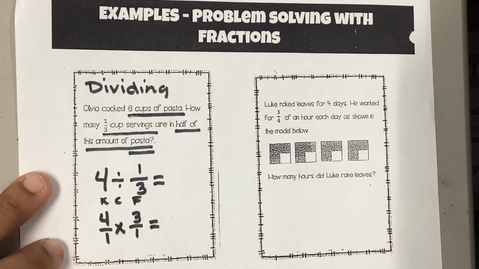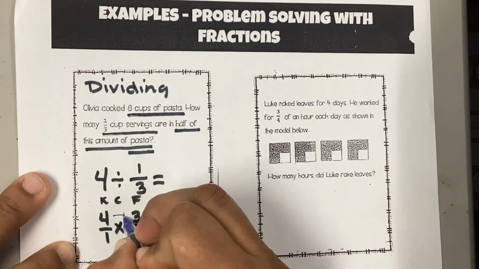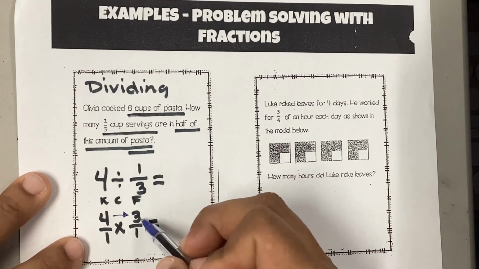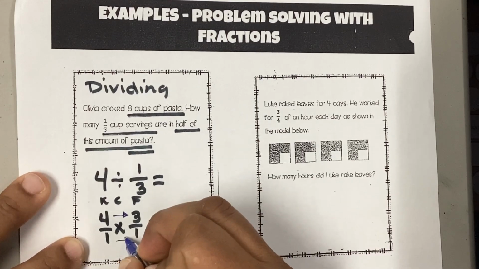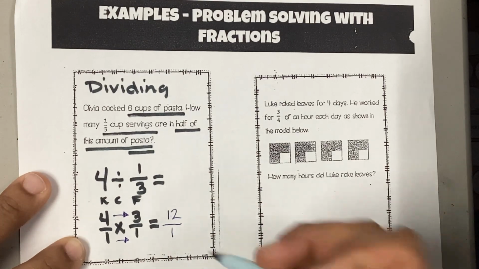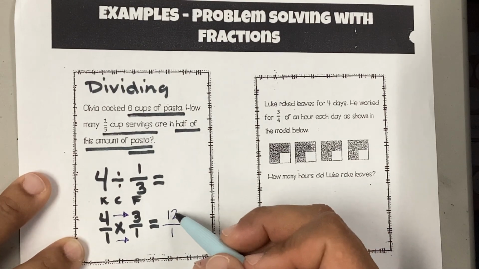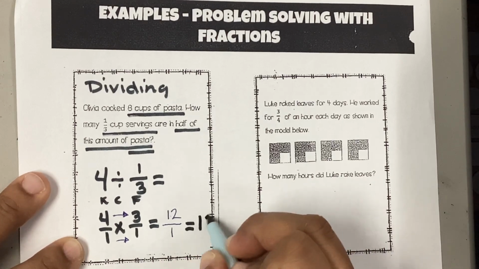And now we have a multiplication problem where we just multiply straight across. So 4 times 3 gives me 12. 1 times 1 is 1. So we have 12/1, or 12 divided by 1, which is the same as saying 12.